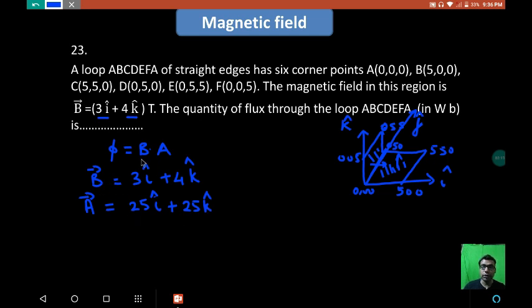Simply we have to do the B dot A. B dot A, we can get the flux value as 75 plus 100, that is equal to 175, and this is the flux. It is in Webers. So the answer is 175 Webers. So this is the answer for this question.